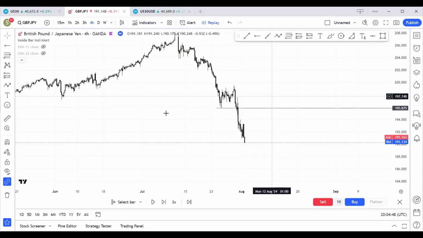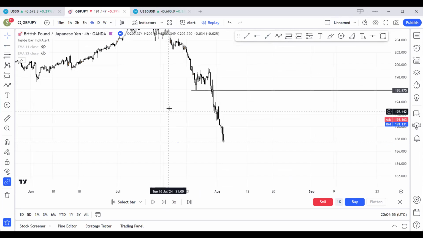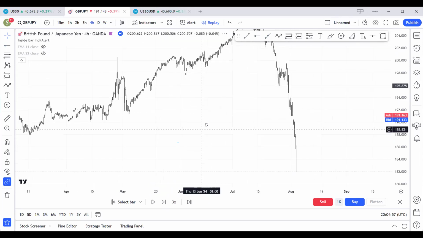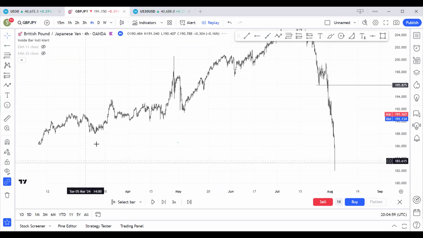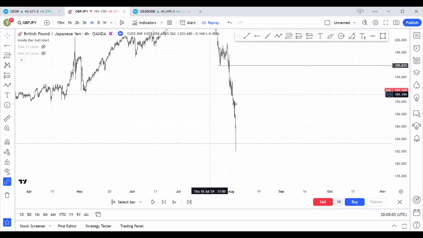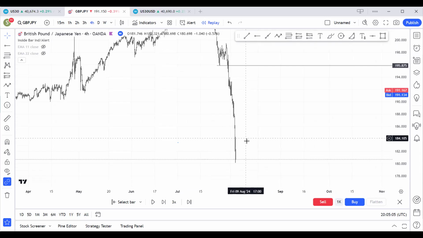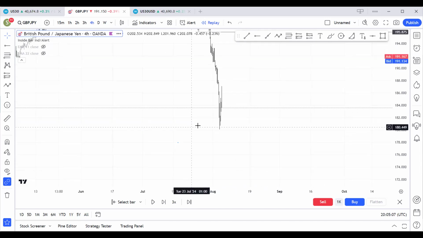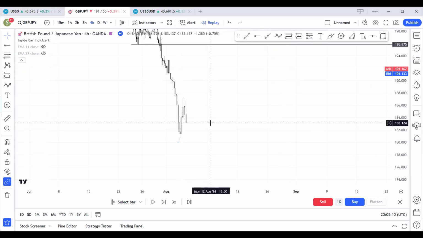So yeah, the market was just crashing, guys, like crashing, crashing, crashing. But then at the back of my mind, I know that overall the market was bullish. This is just a temporary drop. And then yeah, wait, let me just fast forward this.